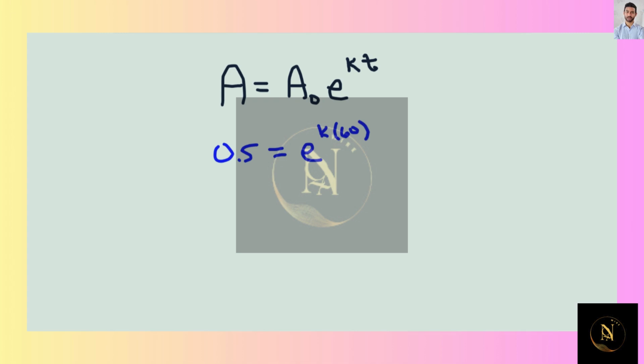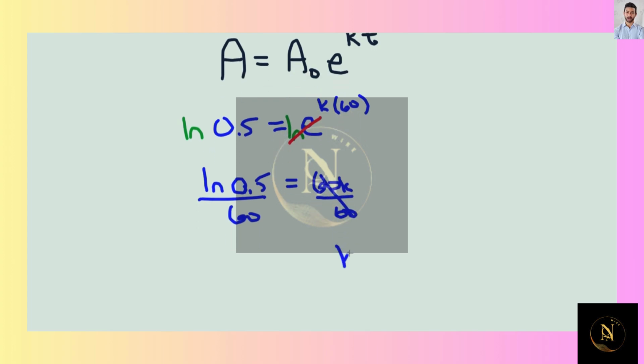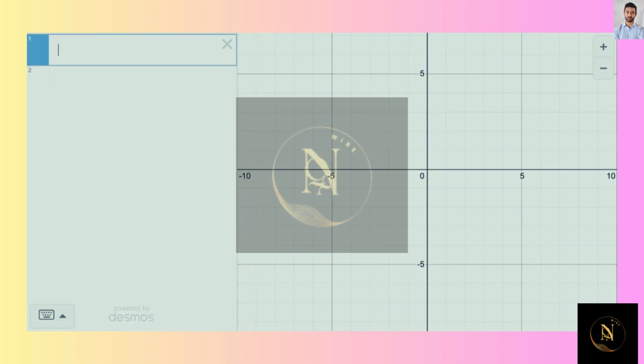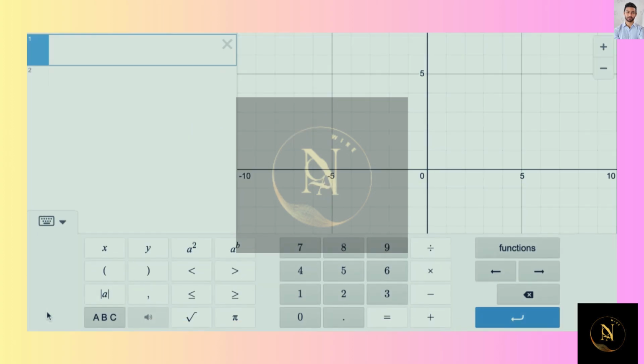What you do is take the natural log of both sides because that's going to counteract the exponential base e. We have the natural log of 0.5 equals 60k. And then we divide both sides by 60, and that is our constant k. The natural log of 0.5 divided by 60 is negative, I'm going to go to 4 decimal places, negative 0.0116.